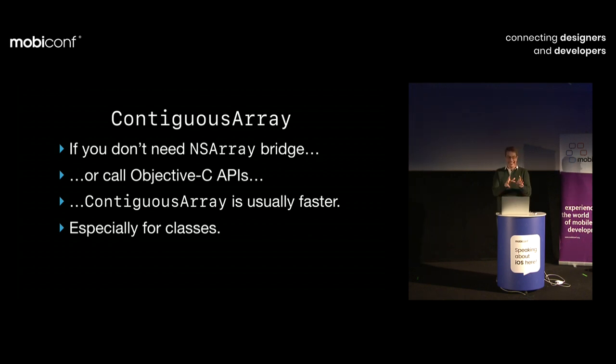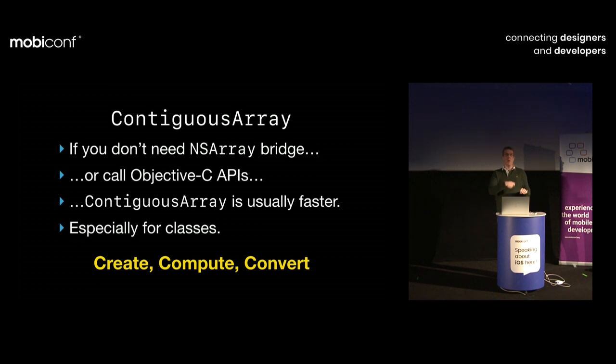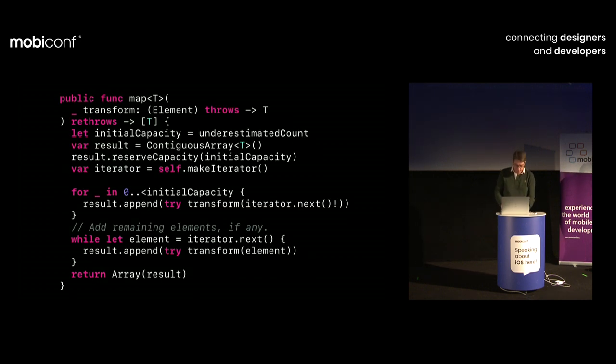However, I consider contiguous array an implementation detail. Do not put that into your API. Don't try and return contiguous arrays. Instead, do what Apple do. They create them inside the method, perform all their computation inside the method, then convert it back to a regular Swift array in the return type. It doesn't pollute things too much.